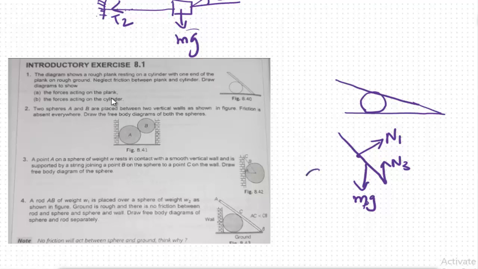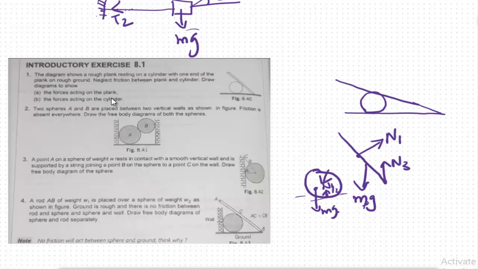Next, we are considering the cylinder. When we are considering the cylinder, this N1 is acting towards the plank, so the same equal and opposite reaction should happen for the cylinder, N1, and mg, which will be acting downwards from the center. And it is in touch with the ground here, so there also it will get a reactional force. I can represent it as N2.